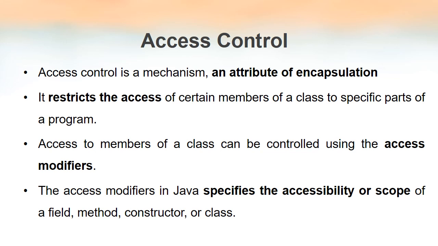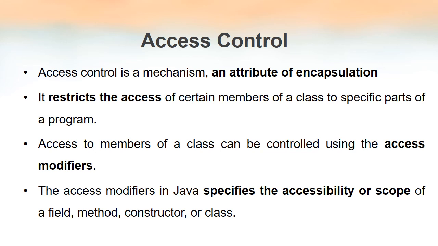Similarly, one of the ways in which encapsulation is implemented in Java is by means of a class, because when we write a program in Java, the first thing we do is define a class, and all the variables and methods are written inside this class. So the class acts as a protective wrapper of all these variables and methods. Another way of implementing encapsulation is by means of access control keywords.